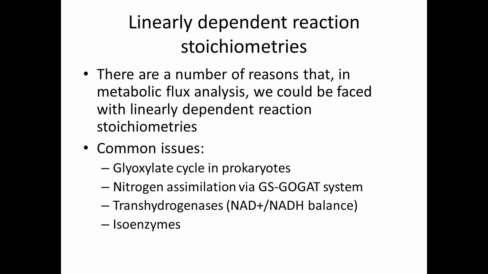One is the glyoxylate cycle in prokaryotes. Again, this is key central metabolism stuff here. Nitrogen assimilation, either via the GS-GOGAT or the GDH. The presence of transhydrogenases that affect the NAD-NADH balance. Or the presence of isozymes, basically different enzymes that do roughly the same thing.